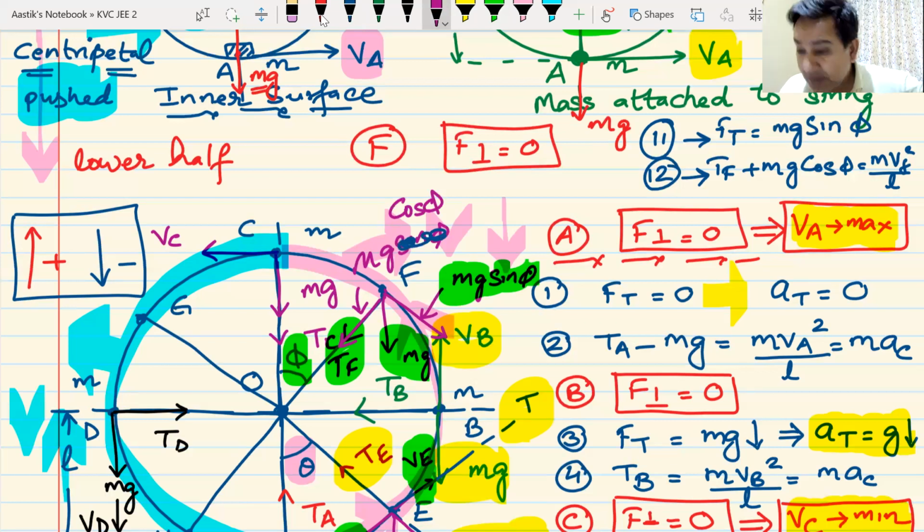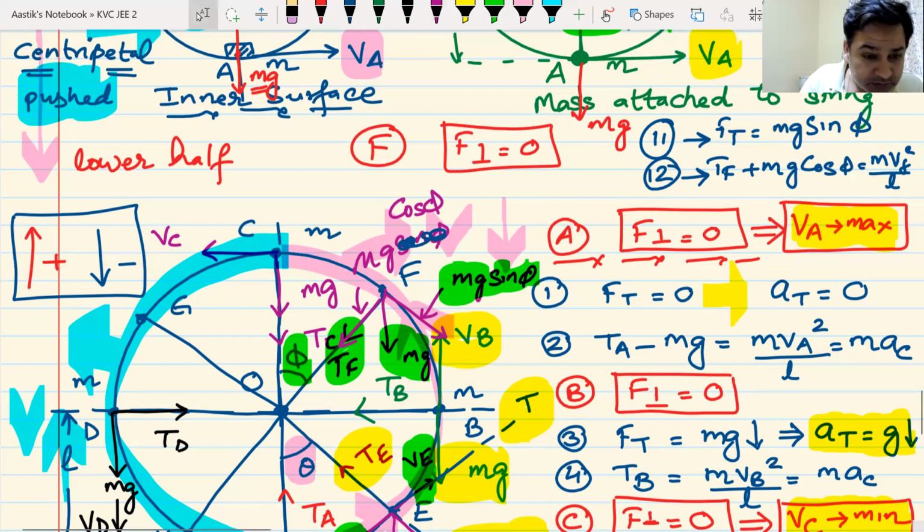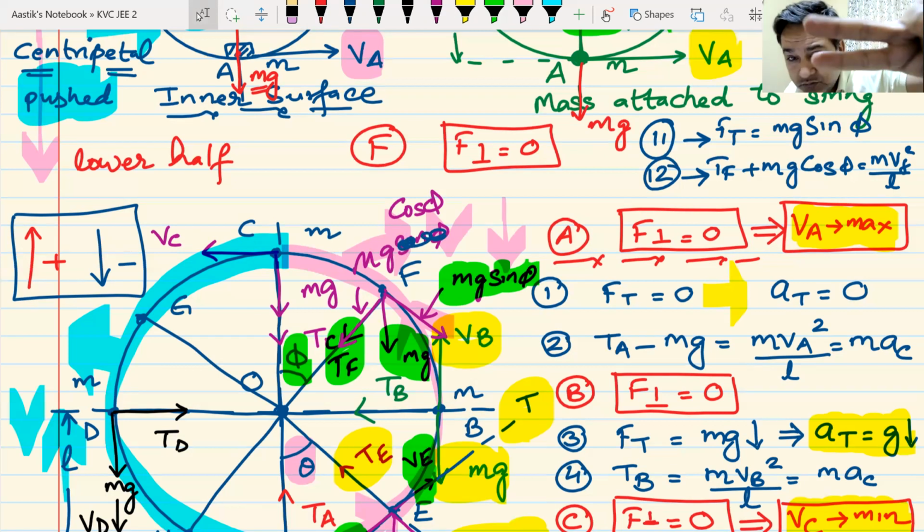Okay. Now we have seen what happens to velocity at the lowest point. Speed is maximum. We have understood that. At the highest point, speed is minimum. We have understood that. But I told you there are two things that we must be very concerned about in any question that comes on the vertical circle. There are normally two things that they ask. One is the speed. How much is the speed? What is the other one that I said? And the two are related to each other.